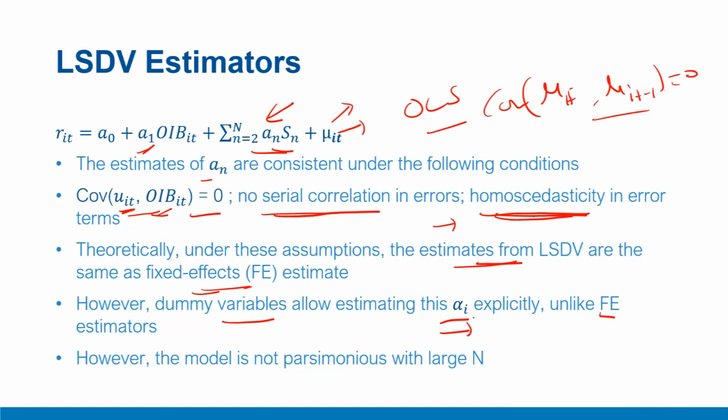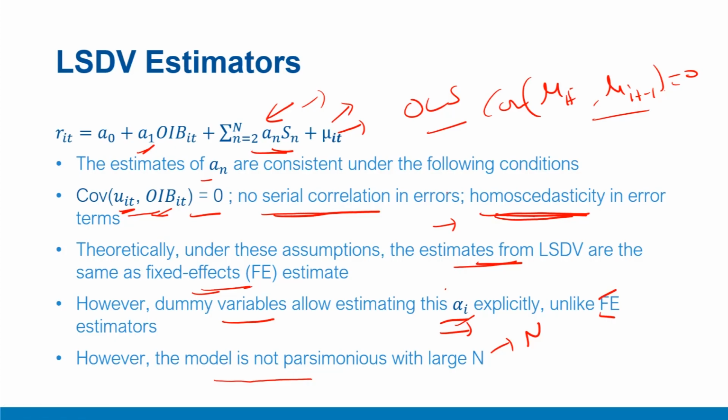Through a small and intuitive procedure, we'll eliminate these alpha i's in the fixed effect approach. But here we can explicitly measure them, which is important if your objective is also to measure the impact of alpha i on the dependent variable, or return in this case. However, the problem of this model is that it is not parsimonious. As n increases, the model becomes less and less parsimonious, with all the adverse effects that come with so many dummy variables being introduced.